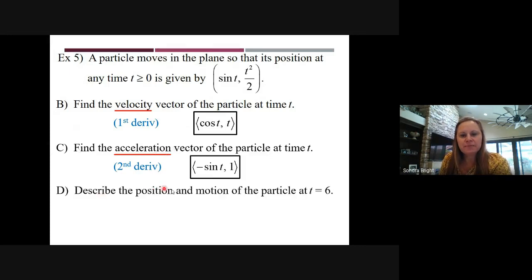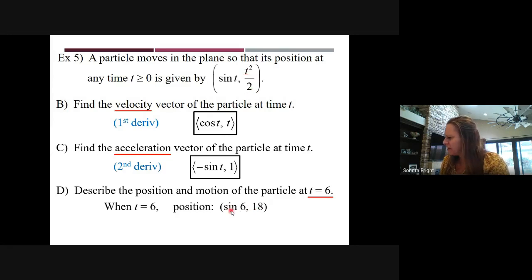When they tell you to describe the position and motion of the particle at t equals 6, your position would just be plugging in a t. Your position will be plugging 6 into t: sine of 6, and then 6 squared divided by 2, which would be 36 divided by 2, so I get 18. Sine of 6 is about negative 0.279. So your position, from the origin, would be a little negative x and then 18, so a positive y.